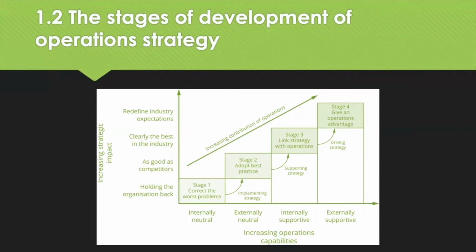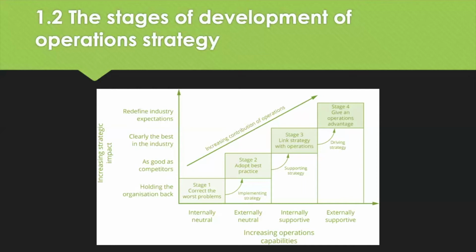So the function takes on a reactive and inward looking approach, so only fixing machines when they break down, for example. Stage 2, external neutrality. This is where the operation function compares itself with similar external organisations to compare performance, benchmark and identify areas where improvements can be made. The operation function aims to be up to speed with comparable companies in the same industry by adopting and implementing best practice.